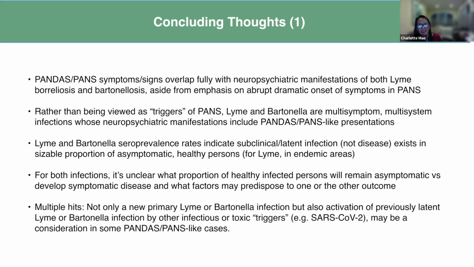Lyme and Bartonella seroprevalence rates indicate that there is a sizable proportion of asymptomatic healthy persons with subclinical or latent infection. This is not disease. And for Lyme, these studies are in Lyme endemic areas. For both infections, it's unclear what proportion of those persons will remain asymptomatic versus develop symptomatic disease, and what factors may predispose to one or the other outcome. So again, talking about a multiple hits model of infection, it's important to understand that not only a new primary Lyme or Bartonella infection, but also activation of a previously latent Lyme or Bartonella infection by other infectious or toxic triggers, for example, SARS-CoV-2 is one that I mentioned, may be a consideration in some PANDAS-PANS-like cases.